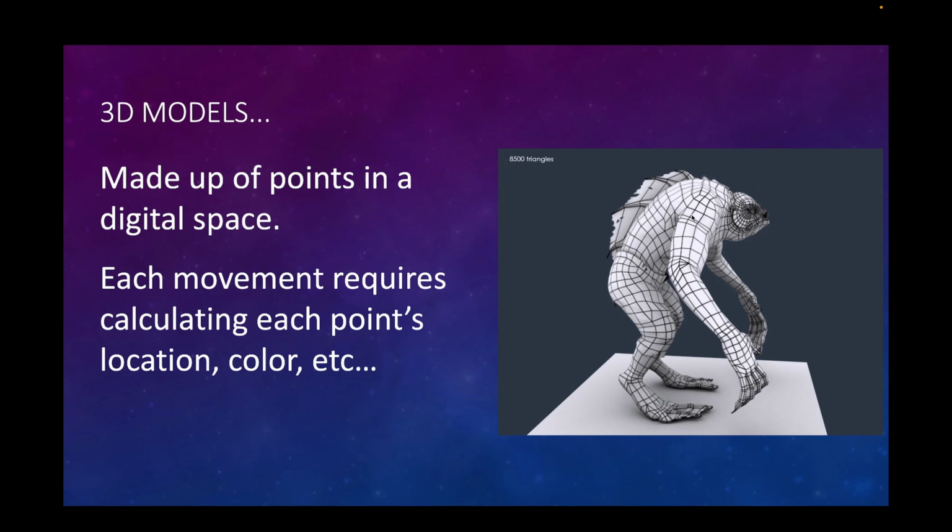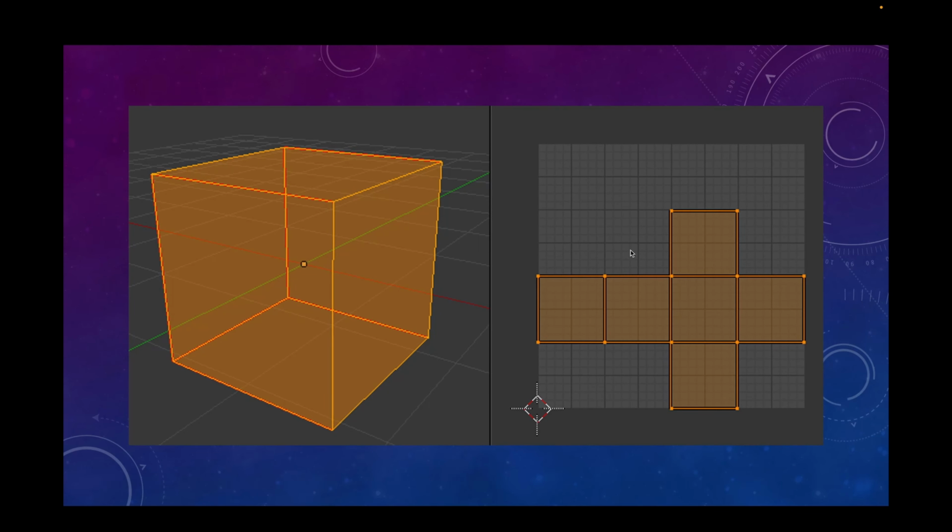3D models, they're made up of points in digital space. Each movement of that object in a game requires calculating each point's location and color and how light changes and whatnot. And on our grid for this Murloc fish dude, we have this grid pattern. In between each of these lines, so where the different lines intersect, there's a point called a vertex. You can see it here.